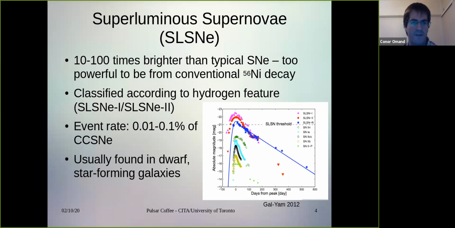The event rate of these superluminous supernovae is about 0.01 to 0.1% of regular core collapse supernovae. And they're usually found in dwarf star-forming galaxies. And these are the same kind that a lot of long gamma ray bursts have been found in. And so a lot of people have suggested there could be a connection between these two types of objects.